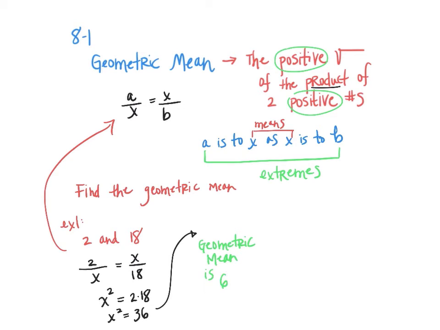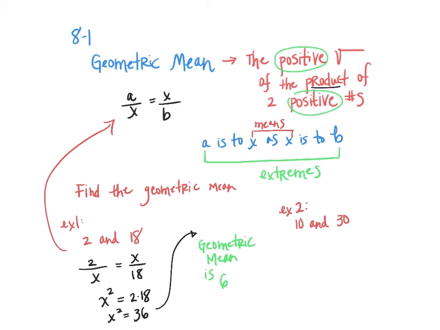And remember, a mean is a type of average, so ask yourself, does it fall between 2 and 18? Is my answer reasonable? Now let's try another one that's a little bit more challenging. So what about the geometric mean between 10 and 30?